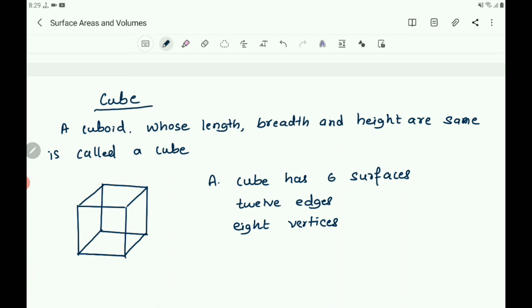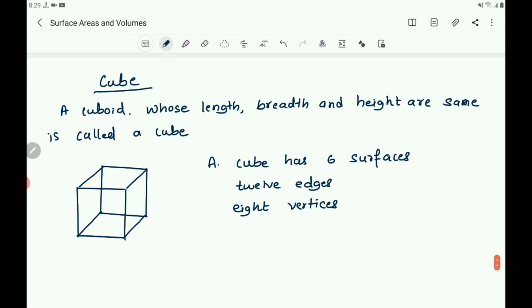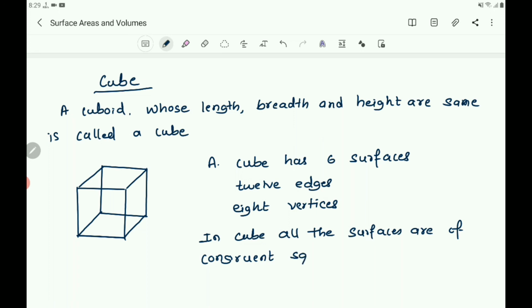And also you know that in a cube all the surfaces are of square shape and they are congruent squares. In a cube all the surfaces are of congruent squares.